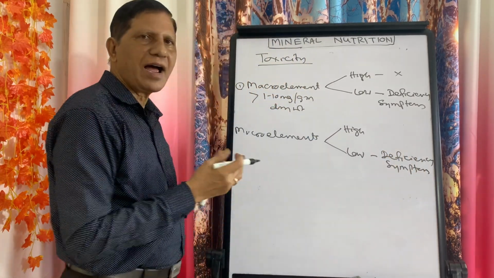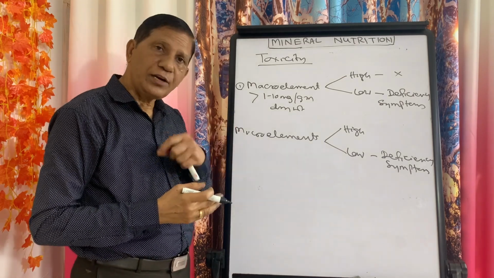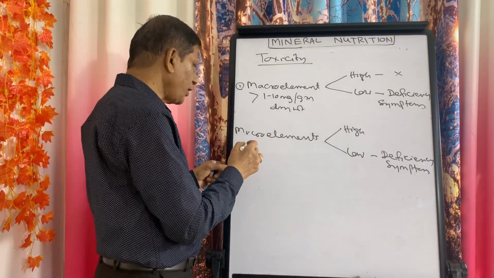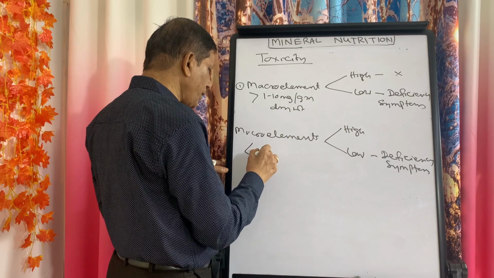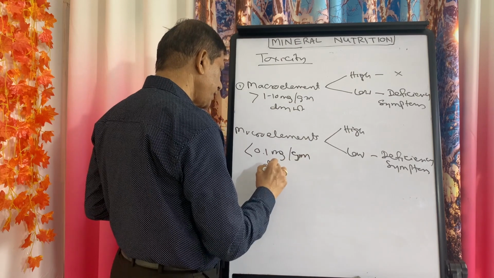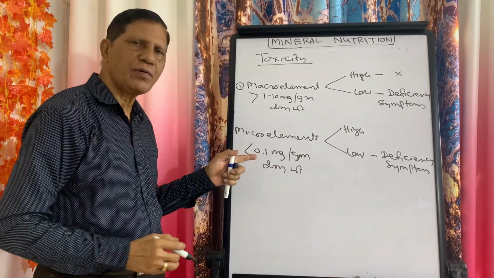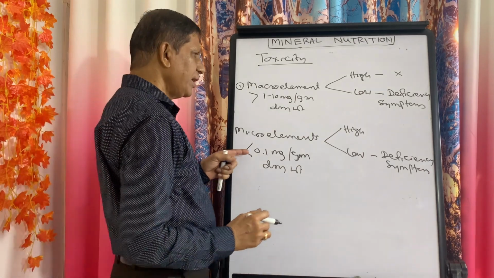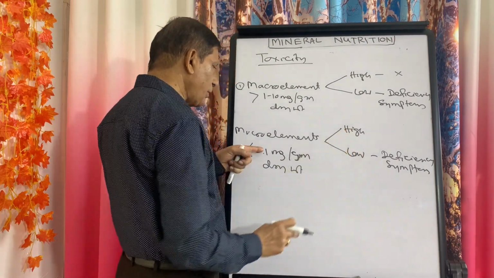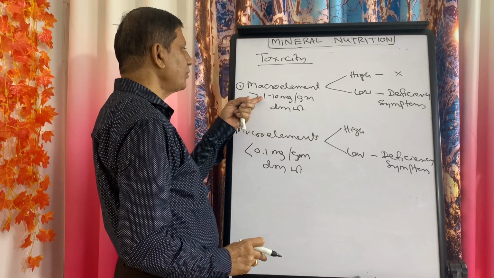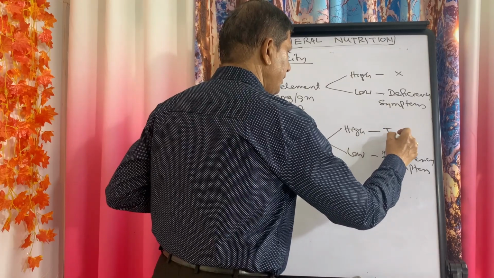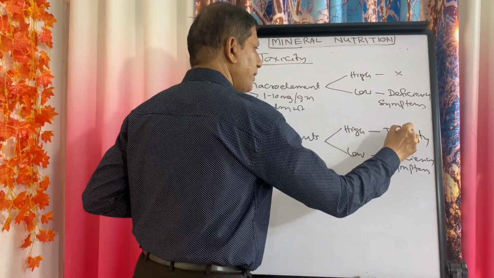But when it will be high, because we have to now recollect the definition. Microelements means they are present less than 0.1 milligram per gram dry weight of the plant body. When it will be very low, it will lead to deficiency symptoms. But when it will be high, greater than this, that means 1 to 10 milligram, then it will lead to toxicity. This is the difference between the macro and micro elements.